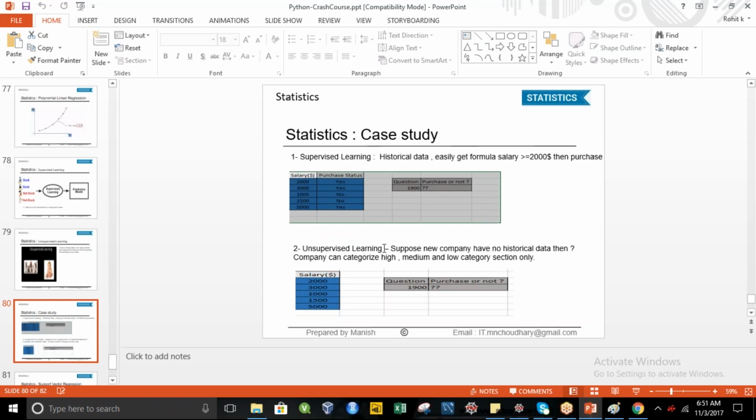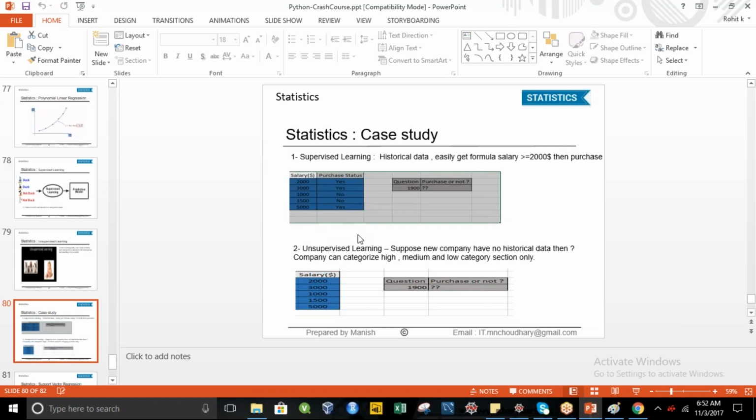Suppose we have supervised learning. We have historical data, so definitely we have already labeled the data. For example, we have salaries of 2000, and 500, and along with the data we have the purchase status. Suppose the 2000 salary guy already purchased, sometimes 3000 salary guys also purchased some item earlier, but the 1500 salary guys never purchased, and 5000 guys also. So in this way we have data.